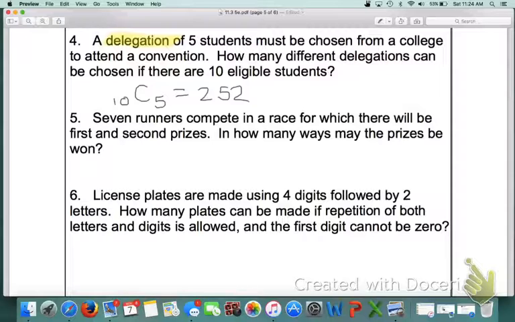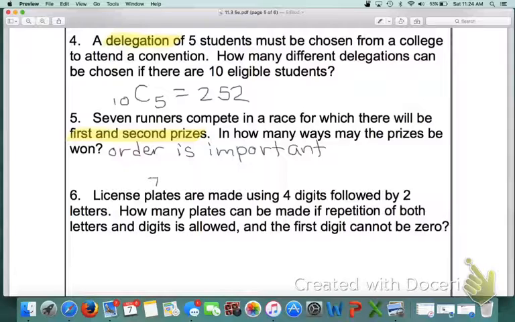Number 5 says 7 runners compete in a race for which there will be first and second prizes. In how many ways can the prizes be won? Okay. Now, order is important here because we're looking at a first and second prize. So, technically on this one, you could use the fundamental counting principle or you could use a permutation. I personally would just use a permutation.